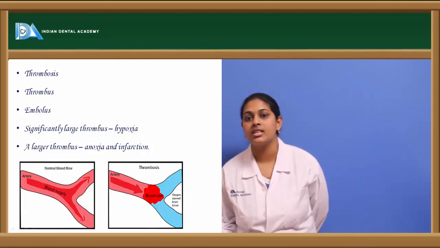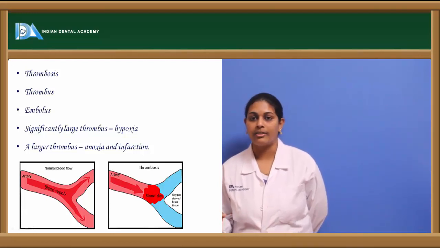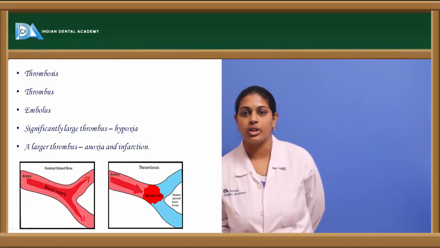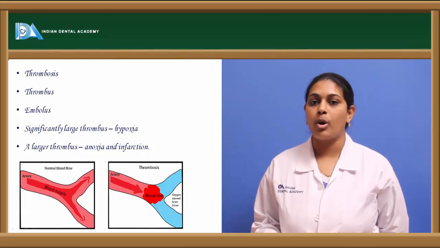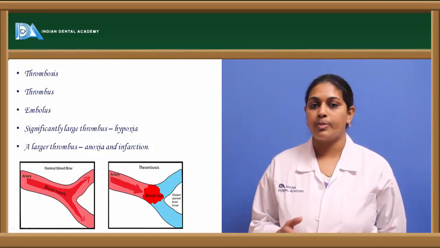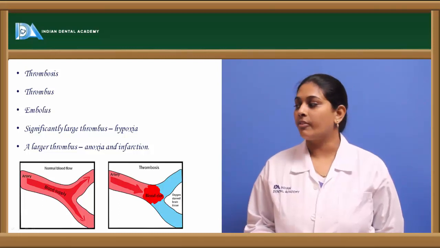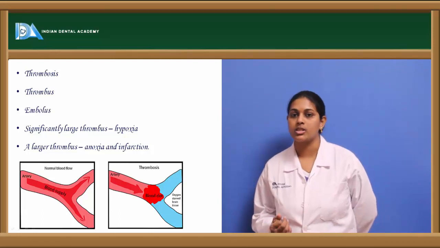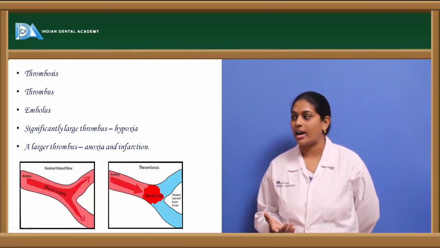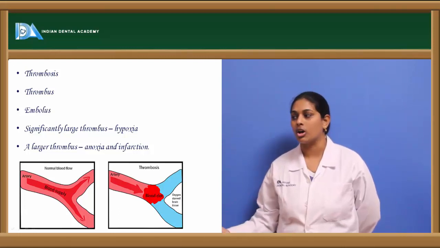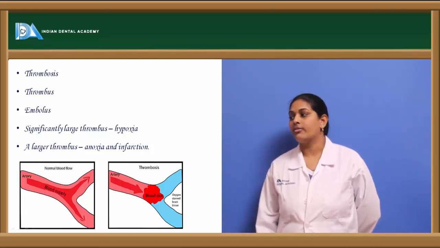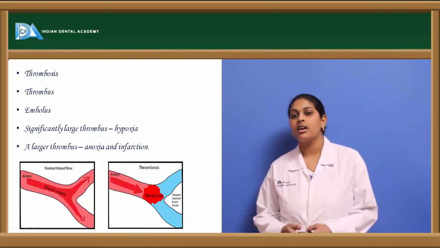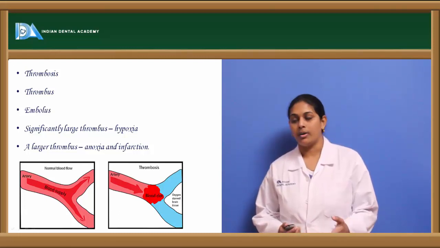Blood flow does not only carry blood, but it is also responsible for the supply of oxygen as well as nutrients to other body organ systems. There is deprivation of oxygen as well as nutrients because of the process of thrombosis. Usually a small thrombus does not cause any problem, but when there is a significantly large thrombus, there's hypoxia, that is a decrease in the oxygen supply to the tissues. And when there is an extremely large thrombus, it results in anoxia and infarction, that is complete loss of blood to the area.